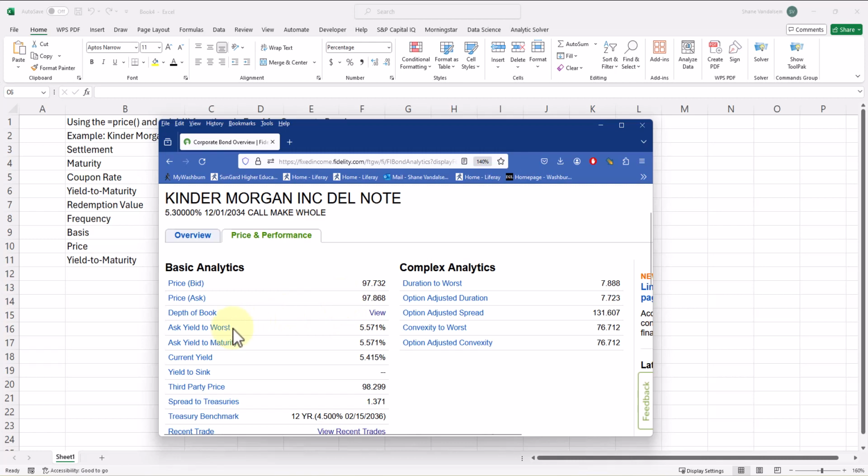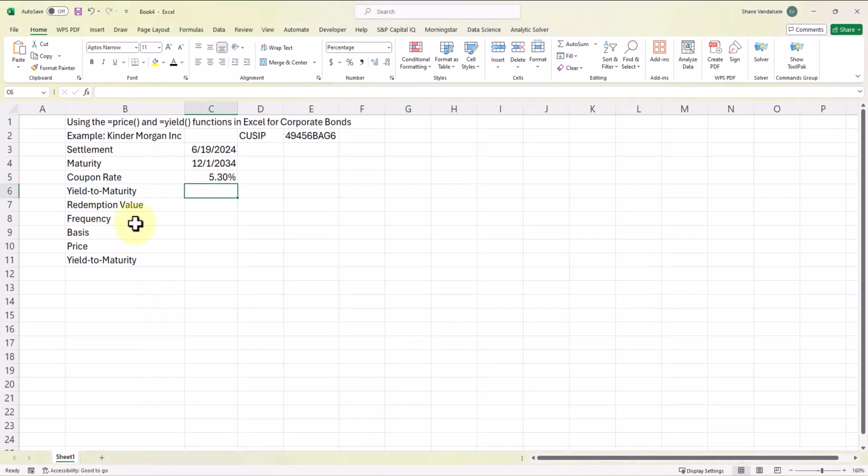So the ask yield to worst and the ask yield to maturity is based on the price I'm going to pay for that bond today. So you'll notice here that they're both the same. What this means is that there's not a call provision there that's causing the yield to call to be less than the yield to maturity, or there can be other features with that bond that might affect that, but they're the same here. So that's nice for us here. So we're going to go ahead and put that in there. 5.571%.